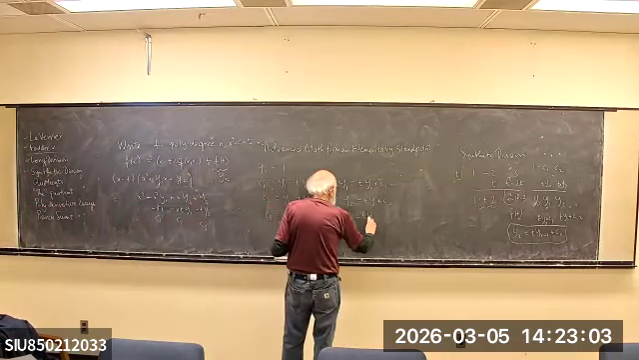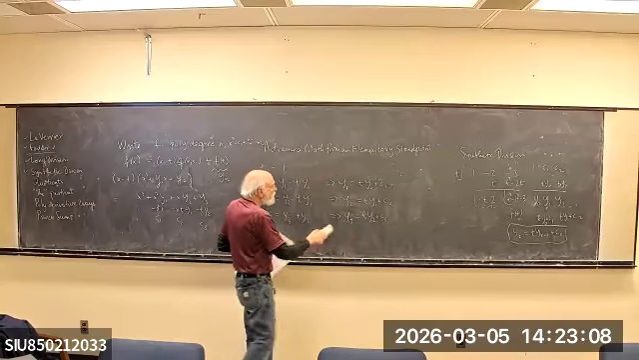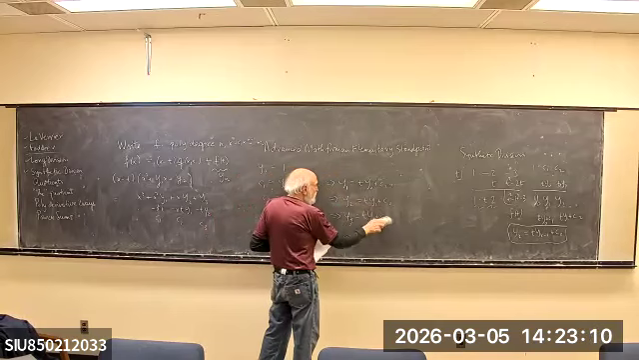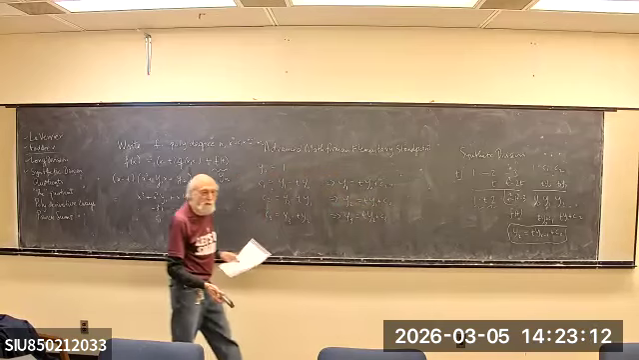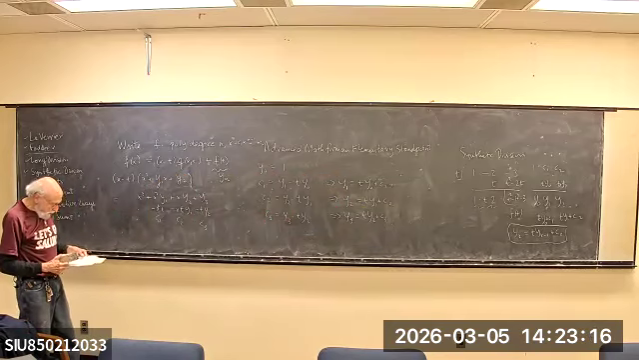y3 is t y2 plus c3. So notice that the indices here match, and this guy is always the previous guy. Okay? All right.